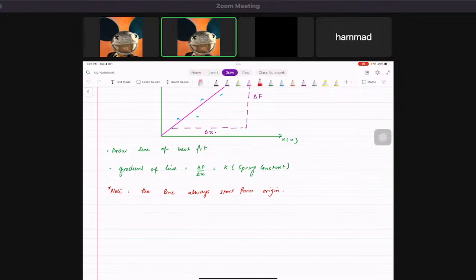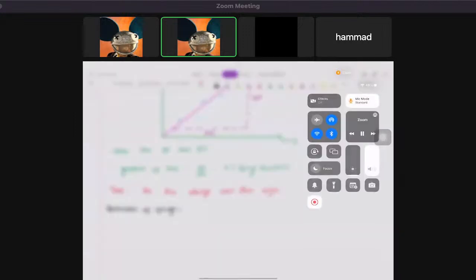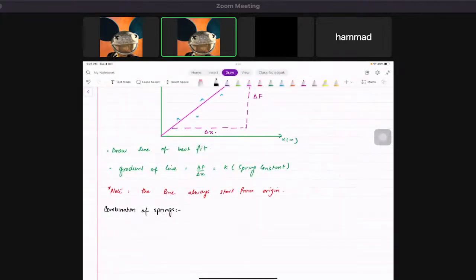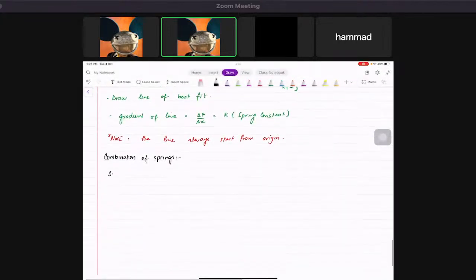So from this point onwards, I'd just like to tell you that we'd like to know the combination of springs, okay? So let's write combination of springs, and first we're going to look at series and then parallel.